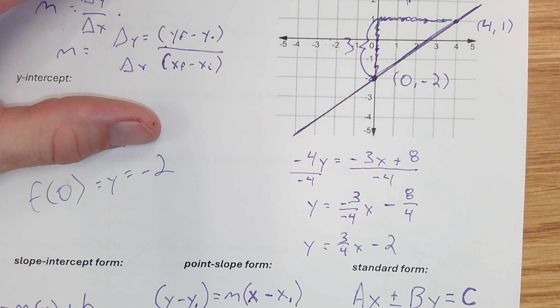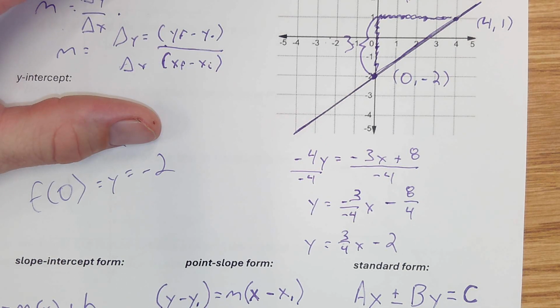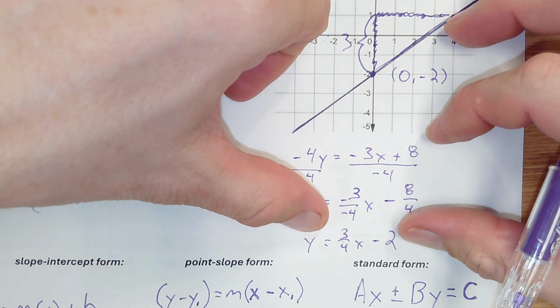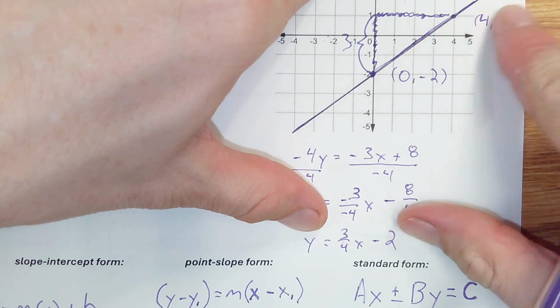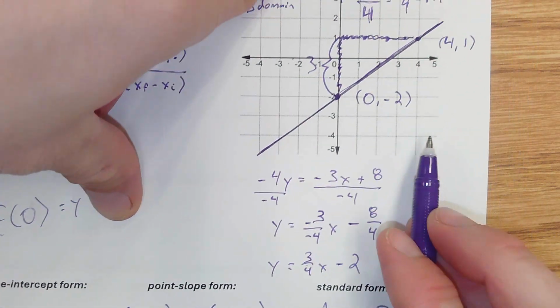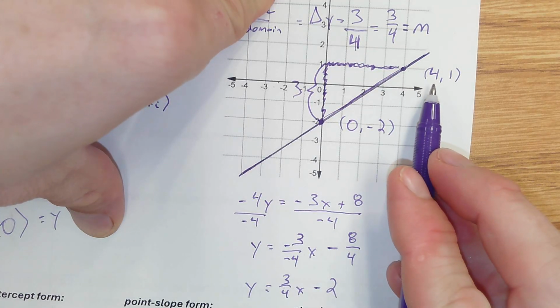And then go into my point slope form. I have my slope, and I'm just going to pull out any point on here and generate a point slope form. So I have this point, I have that. We're going to use this (4, 1) here.